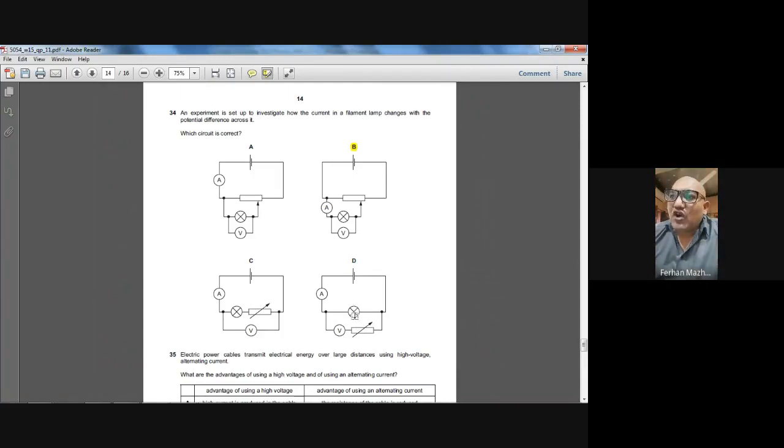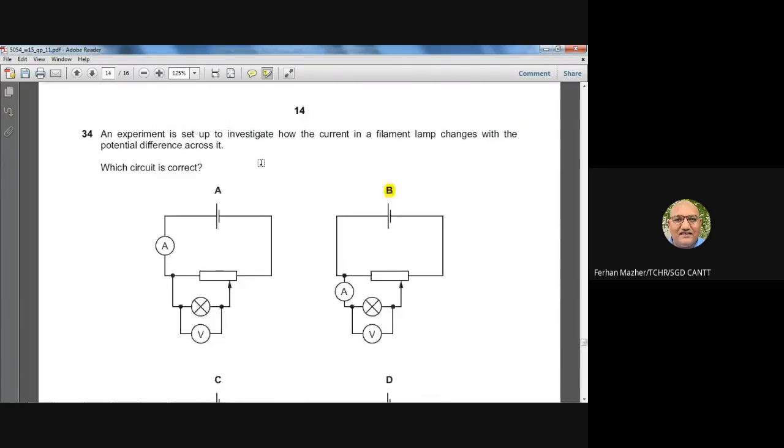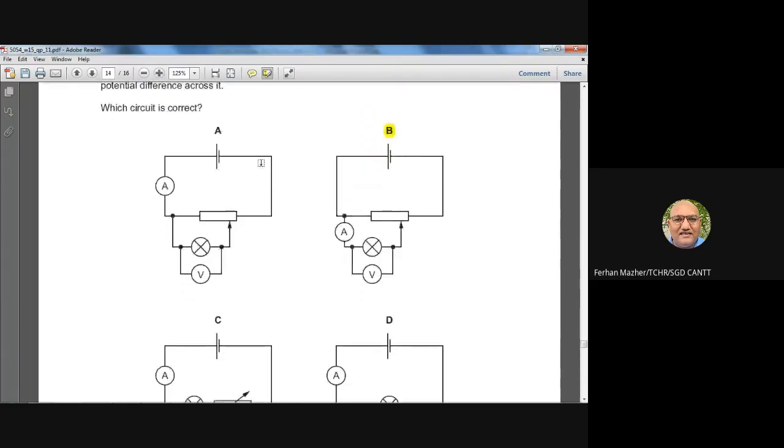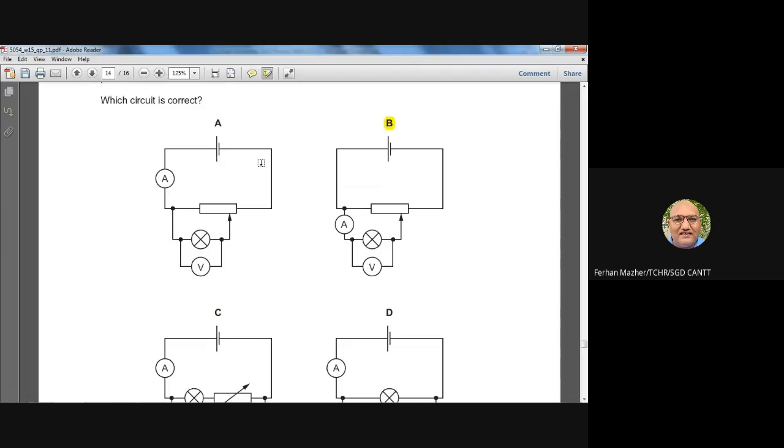This one is wrong because here you have connected a voltmeter which is in series with the variable resistor. That's the wrong thing. So B is the right option, sir. B is the best diagram by which you can measure the voltage across the lamp and the current which is flowing through the lamp.